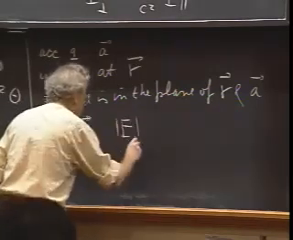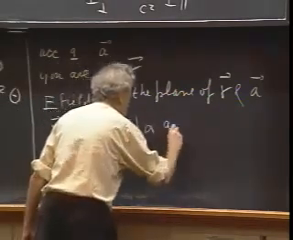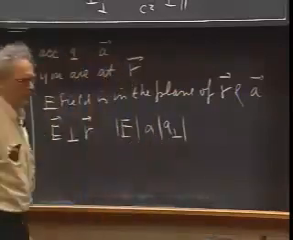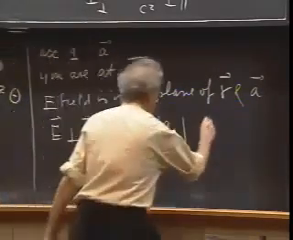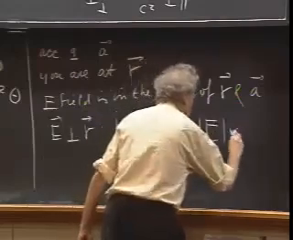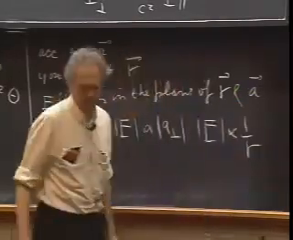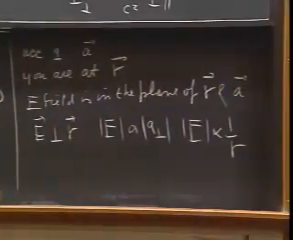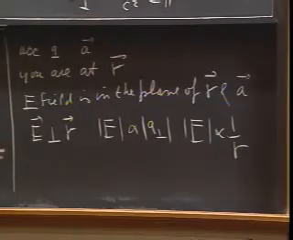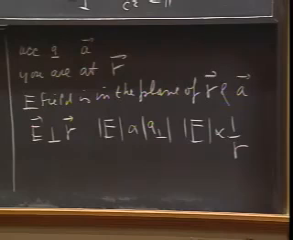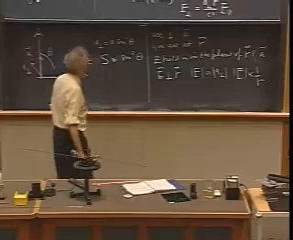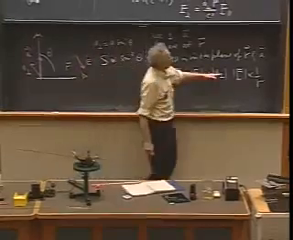The magnitude of the E vector is proportional to the magnitude of the A perpendicular, and the magnitude of E is proportional to 1 over R. And if Q is positive, then E is in the direction minus A perpendicular. If Q is negative, then it is in the direction of A perpendicular. The 1 over R is an obvious thing.